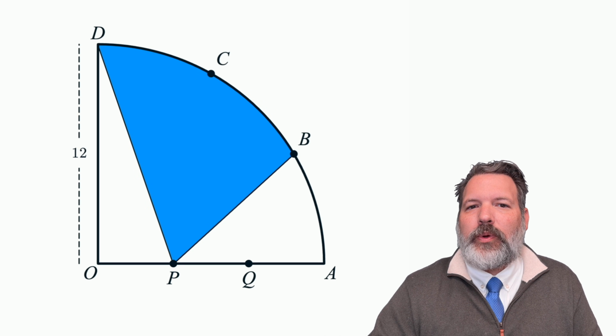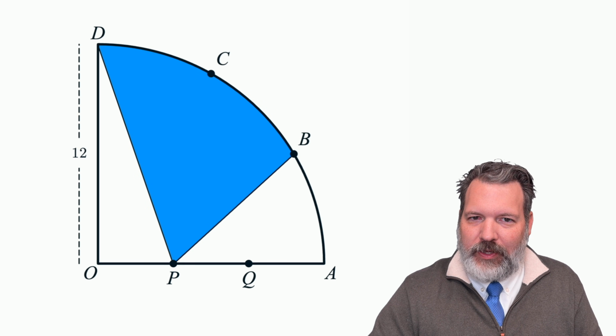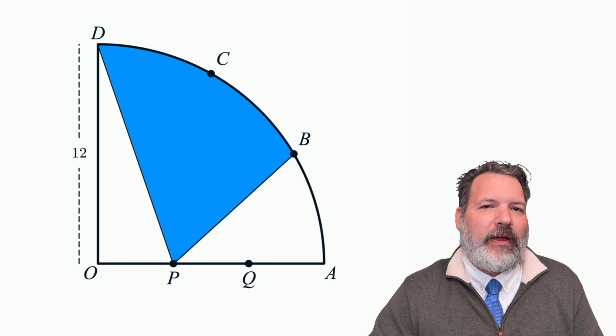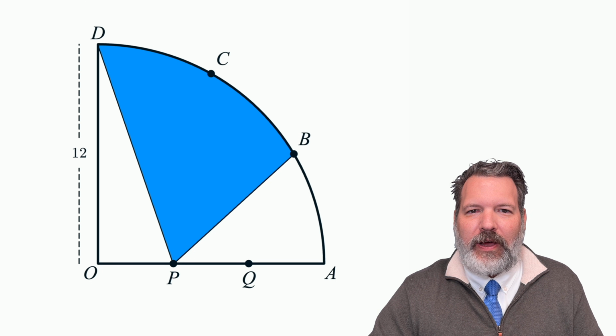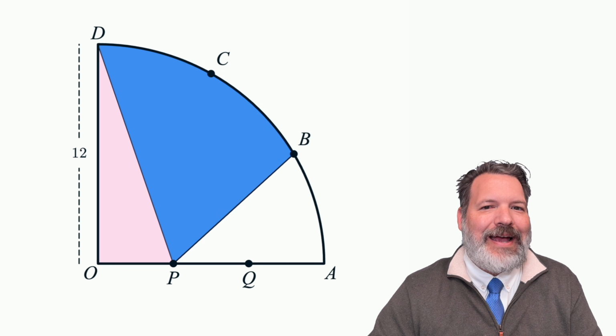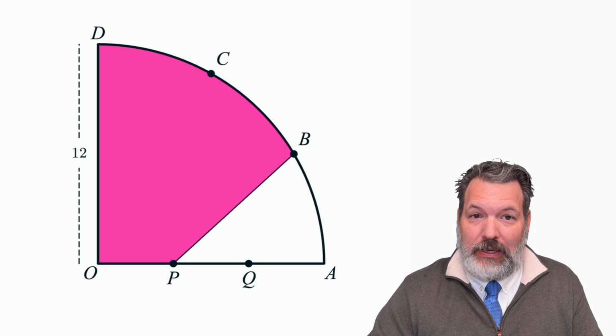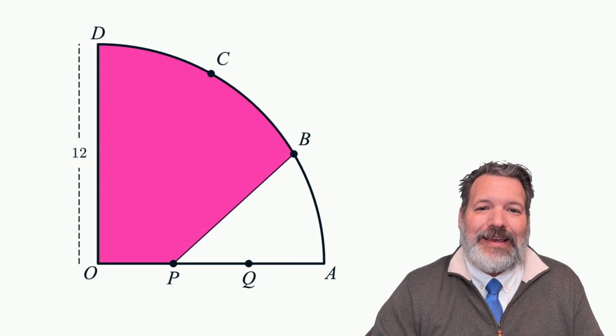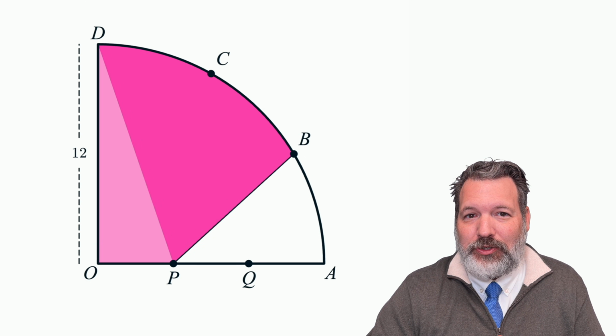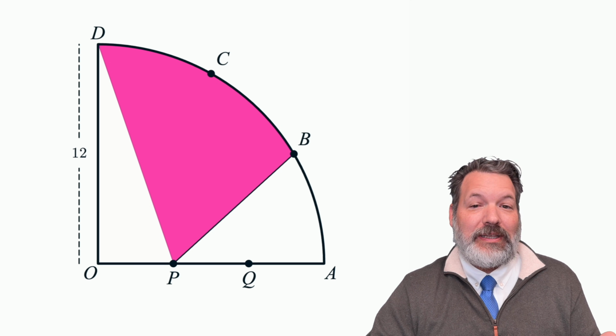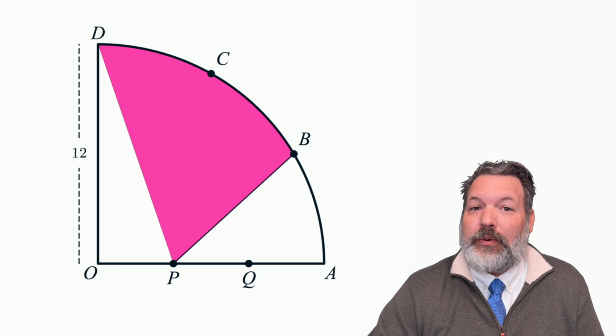Now, I'm going to suggest we want to be clever in a different way on this problem. I do want to find a certain area and subtract, but the area I want to find is actually going to be this entire pink shaded region from O to P to B to D. The reason I want this pink shaded region is if I can just subtract away that triangle OPD, what's left over is the blue shaded region I was interested in.